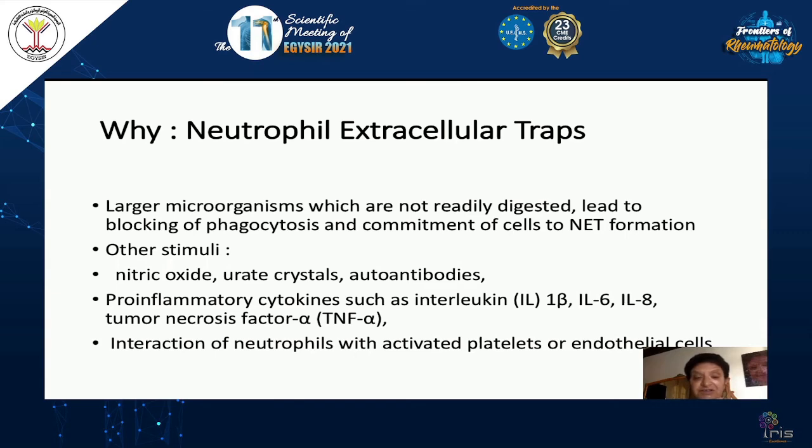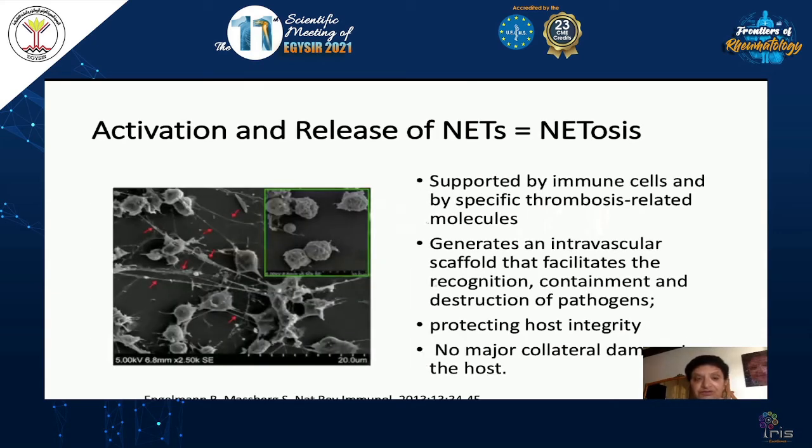Not just the neutrophils are implicated in this. So the activation and release of neutrophil extracellular traps is called NETosis. This is the process. It is supported by immune cells and specific thrombosis-related molecules because it generates an intravascular scaffold, as you see, that facilitates the recognition, the containment, and the destruction of pathogens. Within this process, there is protection of host integrity, and there is no major collateral damage to the host.